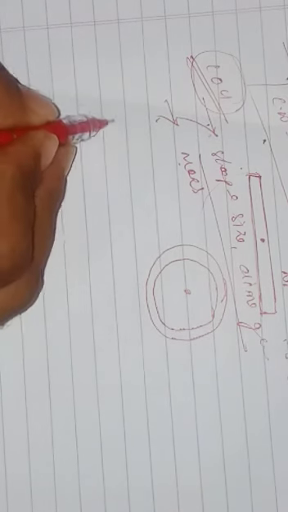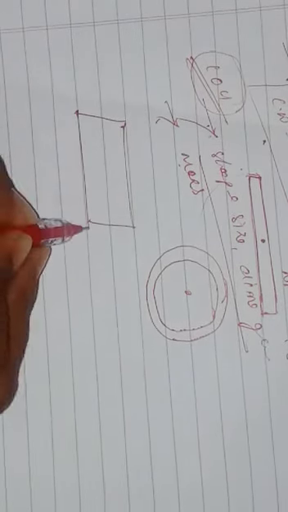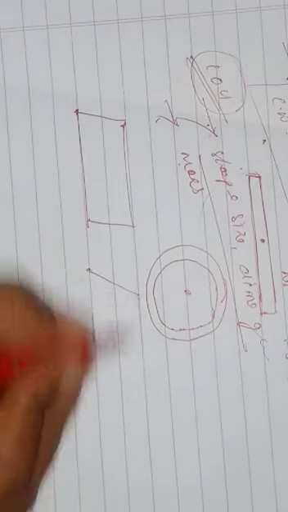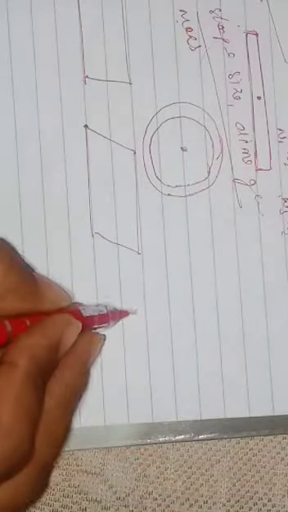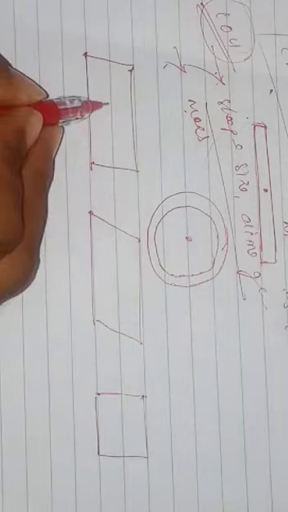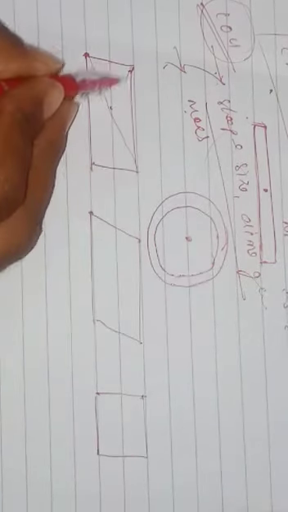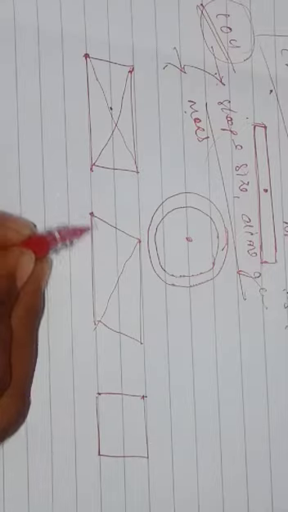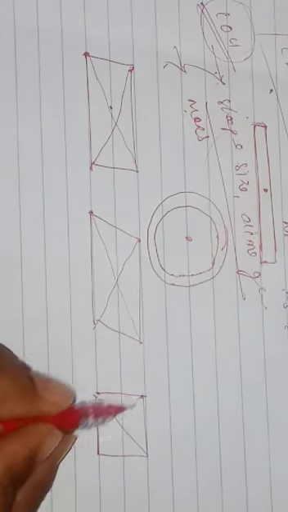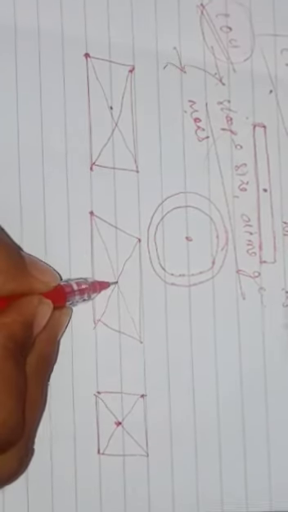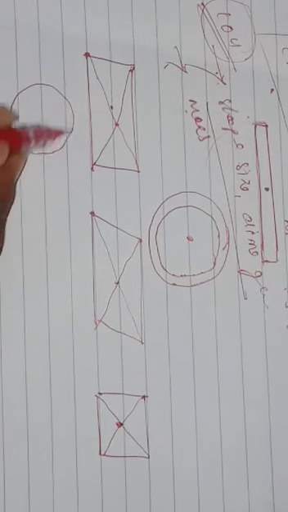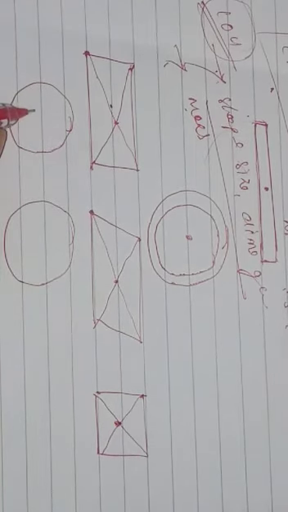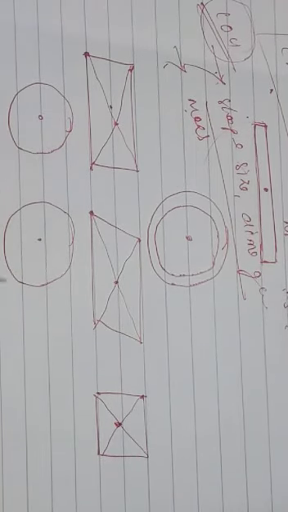Now let us find out the center of gravity of different kinds of structures. For now let us assume this is a rectangle, this is a parallelogram, and this one is a square. The center of gravity for all these structures lies at the point of intersection of the diagonals. So you can find this is the center of gravity, this is the center of gravity, and this one is the center of gravity. Similarly, if you take a circular disc or circular ring, in both cases the center of gravity is at the middle.